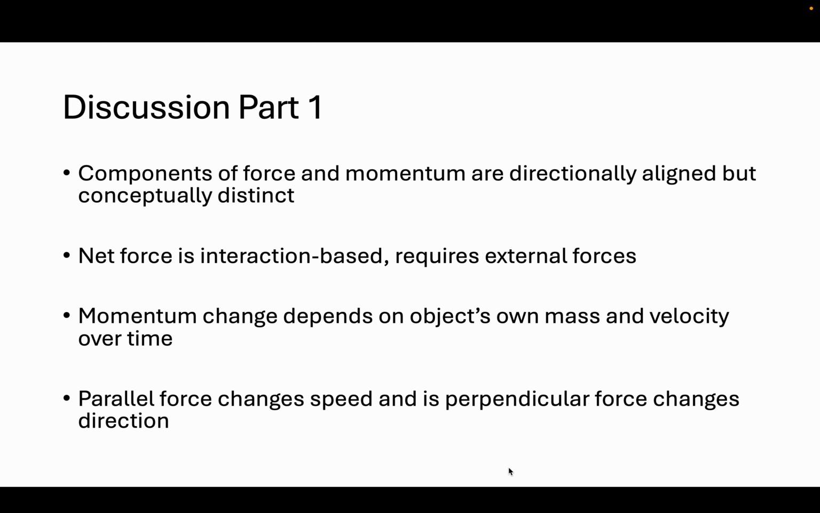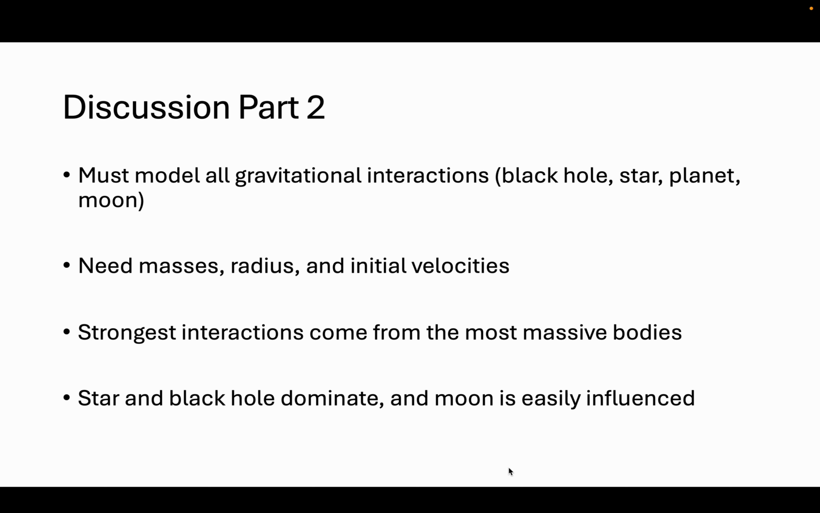A key insight is that the parallel component of the force affects how fast the object moves, while the perpendicular component alters its direction, which we clearly saw in the star's orbital path. To predict the full system's movement, I have to model every gravitational interaction: the black hole, star, planet, and moon. This means tracking their masses, distances, and initial velocities.